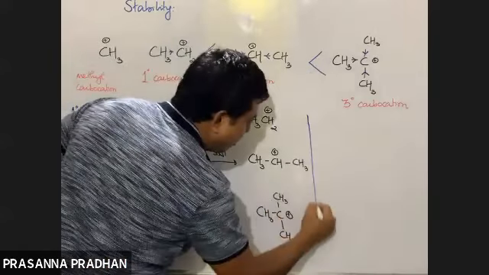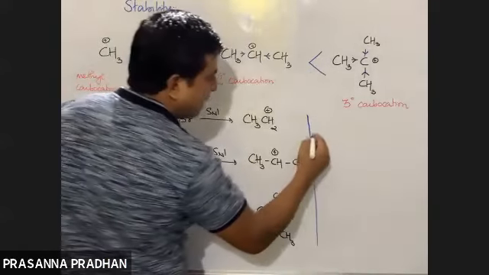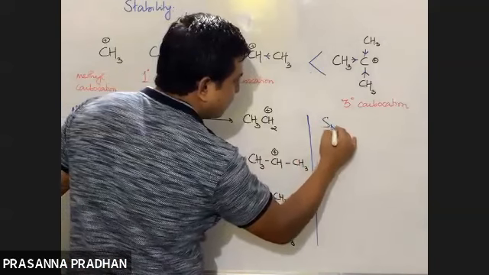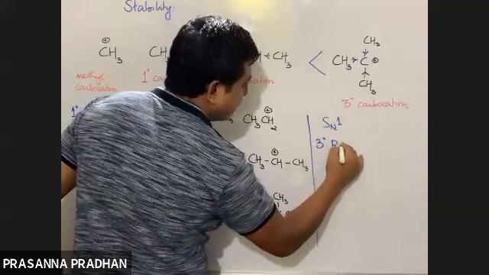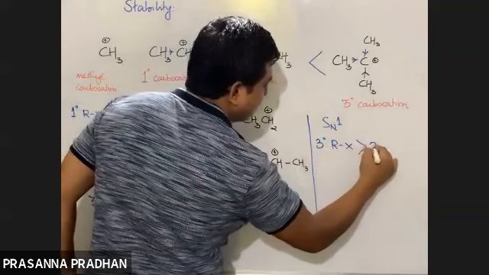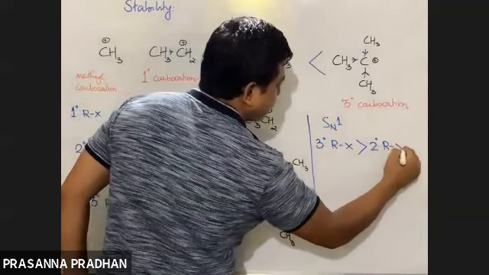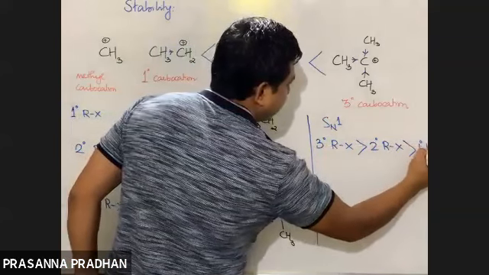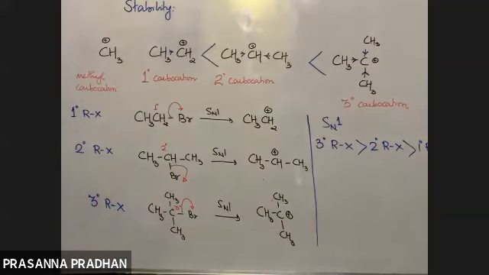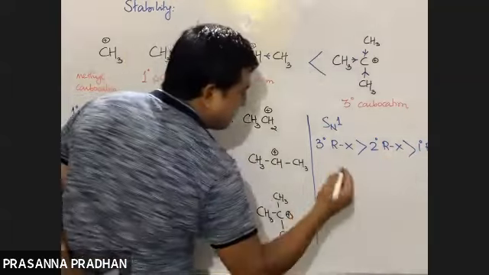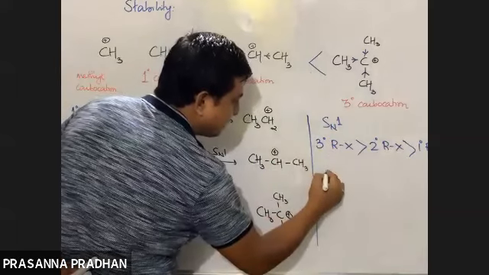So what is the order of reactivity of alkyl halides? Yes, towards SN1 reaction, what is the order of reactivity? Here, 3 degree alkyl halides will be the most reactive, followed by 2 degree alkyl halides, followed by 1 degree alkyl halide. Reason? Because 3 degree alkyl halides give us a more stable carbocation. Simple.